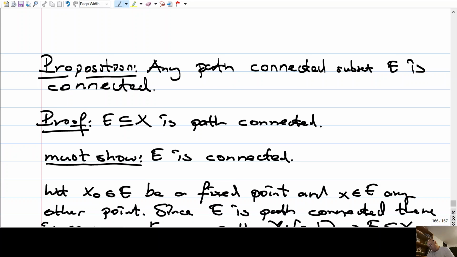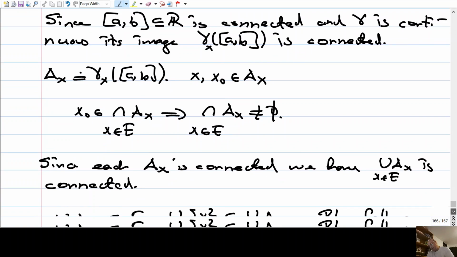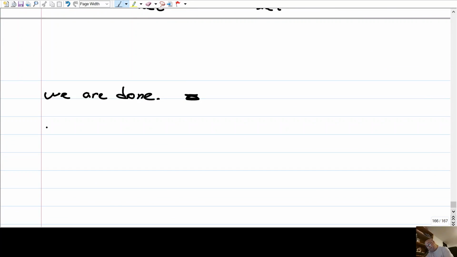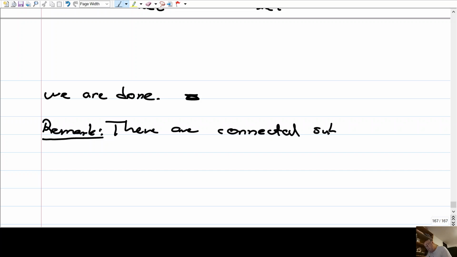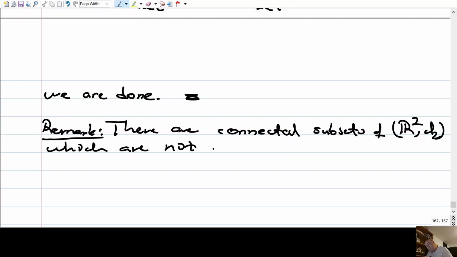So a path connected subset E is connected. We will see later, a remark: there are path connected subsets of R2 with the standard metric, well, D2, let me say, which are not path connected.